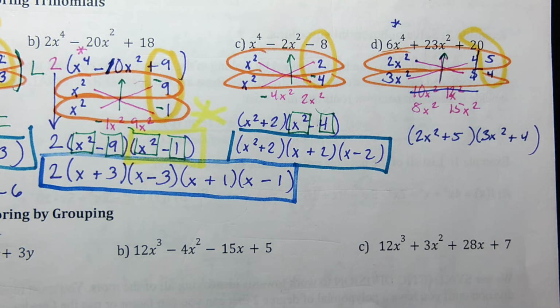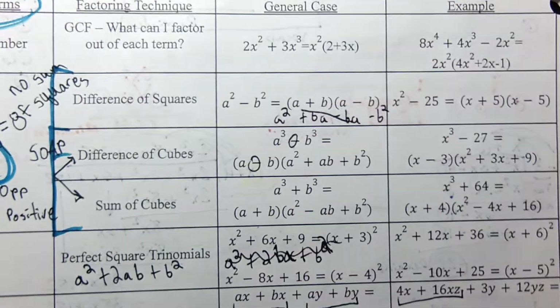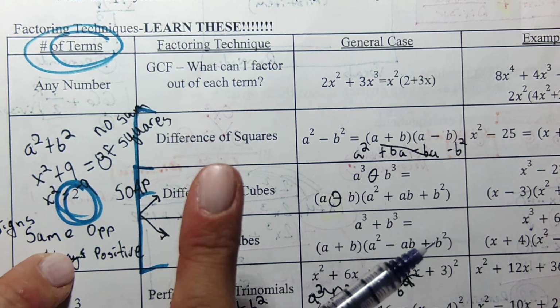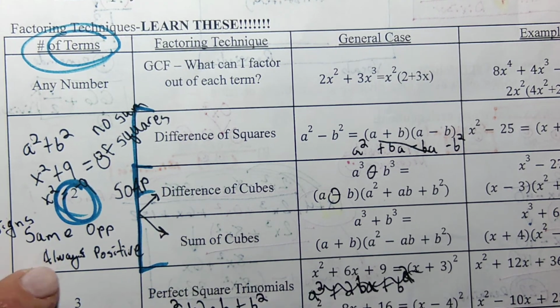Now, if you're looking at those going, we've got quadratics as factors. They are only two-term quadratics, though. Folks, the only time you can factor two terms, so there's that two terms here, is if it is difference of squares, difference of cubes, or sum of cubes.